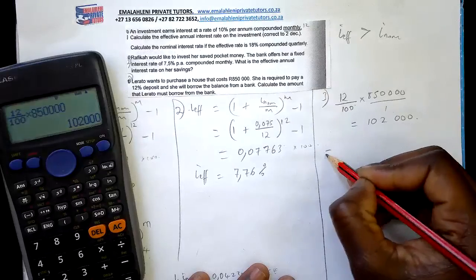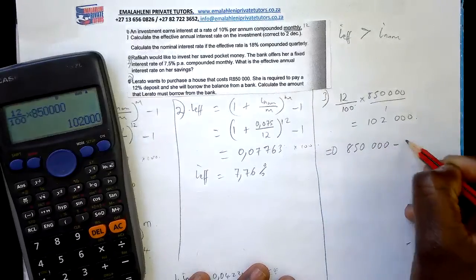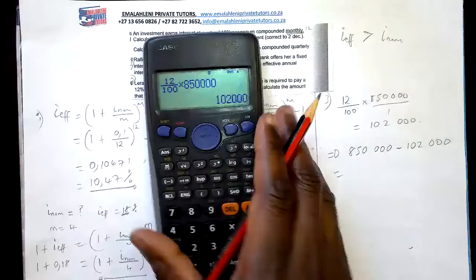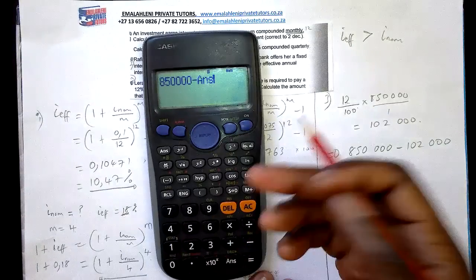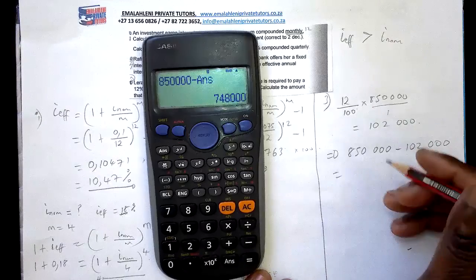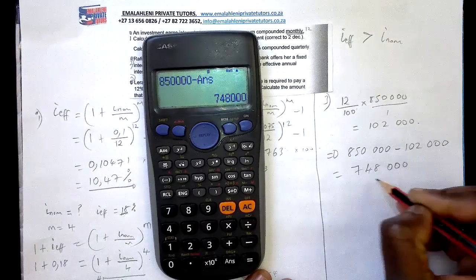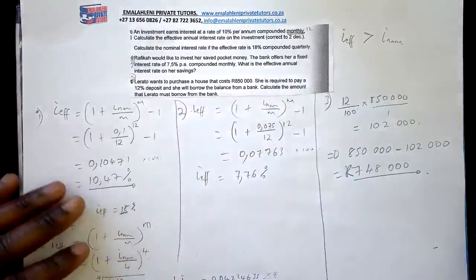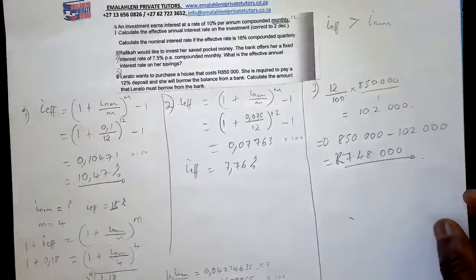Okay, so now the borrowed amount is 850,000 minus 102,000, which she paid. So we're going to say 850,000 minus answer, because the previous answer we just got is still in our calculator. Then we get 748,000. So Lerato needs to borrow 748,000 rands. Don't forget to put the unit. Okay, so that's how it is. Let's move on to the last question.